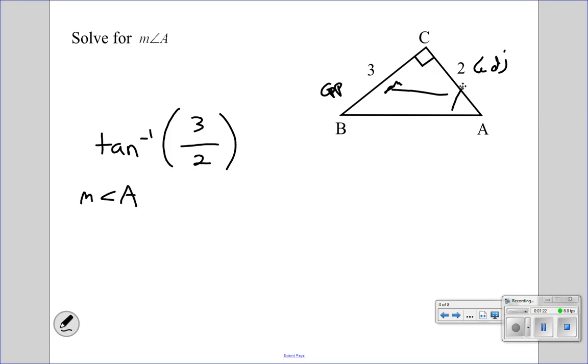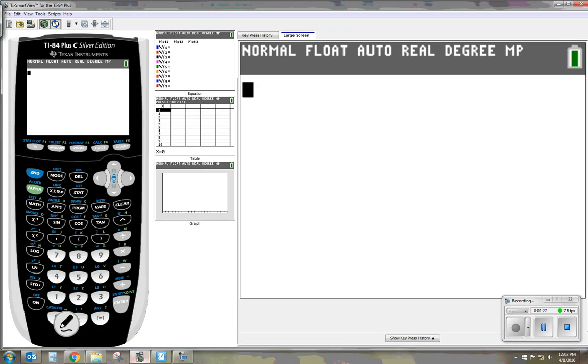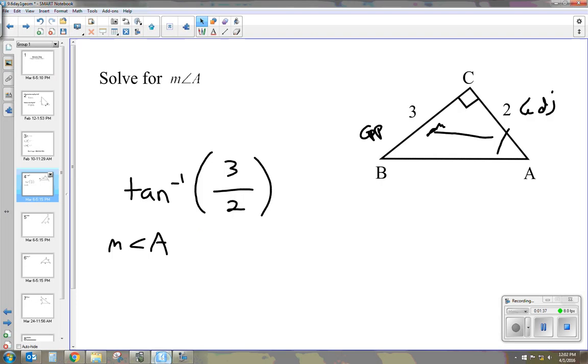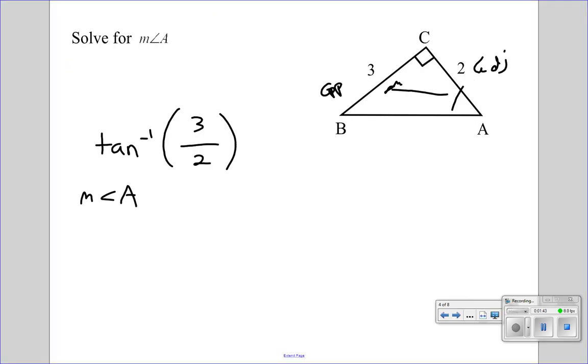To do this, we can simply type in second tangent, 3 divided by 2, and we'll get 56.3 degrees. So we know the measure of angle A is 56.3 degrees.